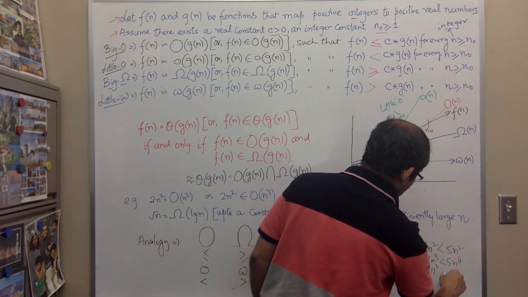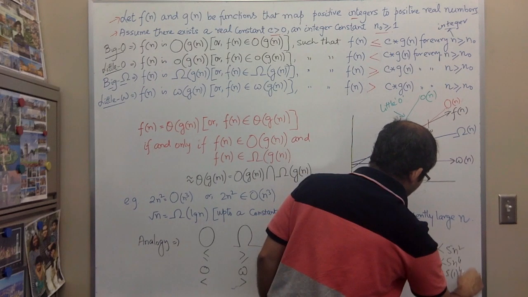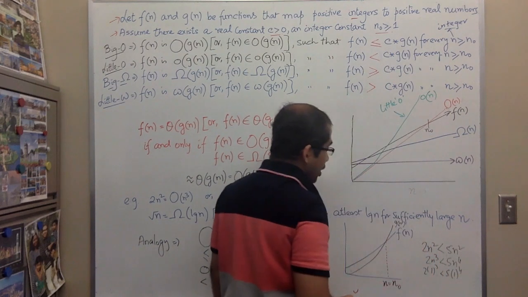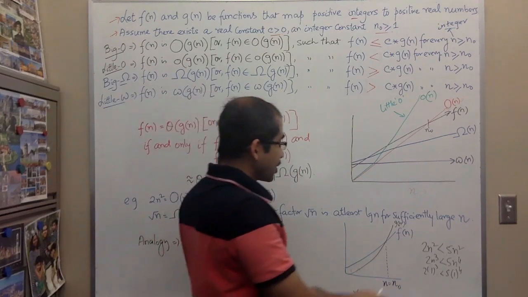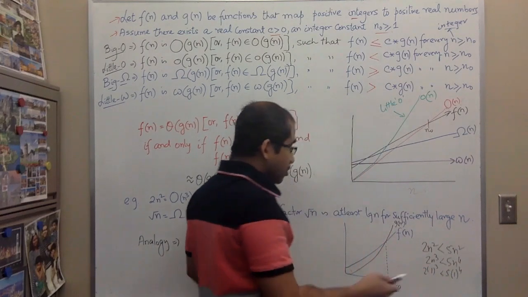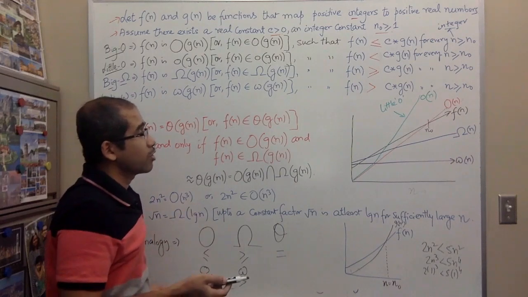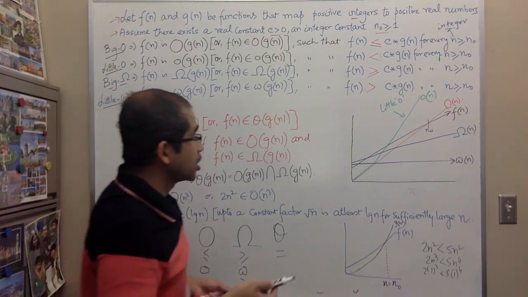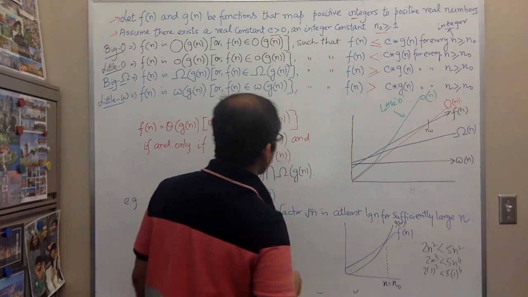1 cube, that is 2, and this is 5 times 1 to the power 4, that is 5, okay? So 2 less than 5. Initially it can even happen that this is less than this because of some constants, but eventually, for a certain value of n which is sufficiently large, Fn will always beat Gn. That's the idea of big O, okay?